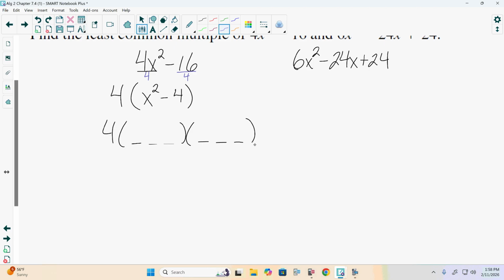Now we need to factor x squared minus 4. We have 2 terms being subtracted, so there's a good chance this is a difference of perfect squares. X squared gives me a big hint towards that, because x squared is x times x. Now what times itself is 4? 2 and 2. So this is a difference of perfect squares, which means the signs are going to be opposite. So it's going to factor to x plus 2 times x minus 2.